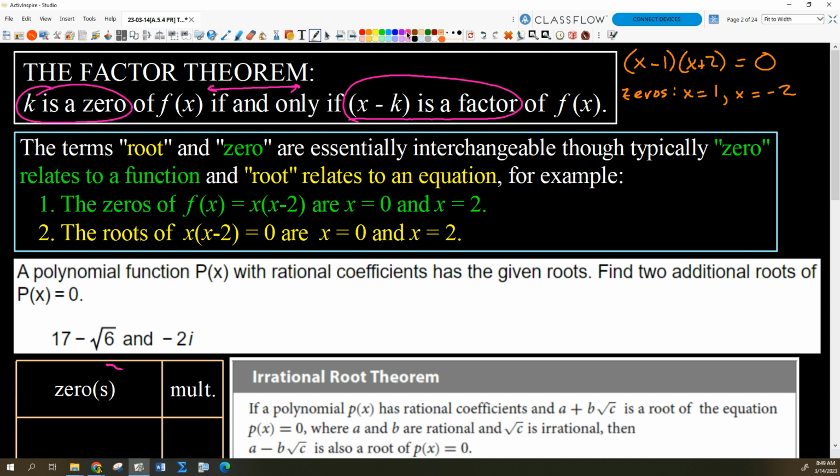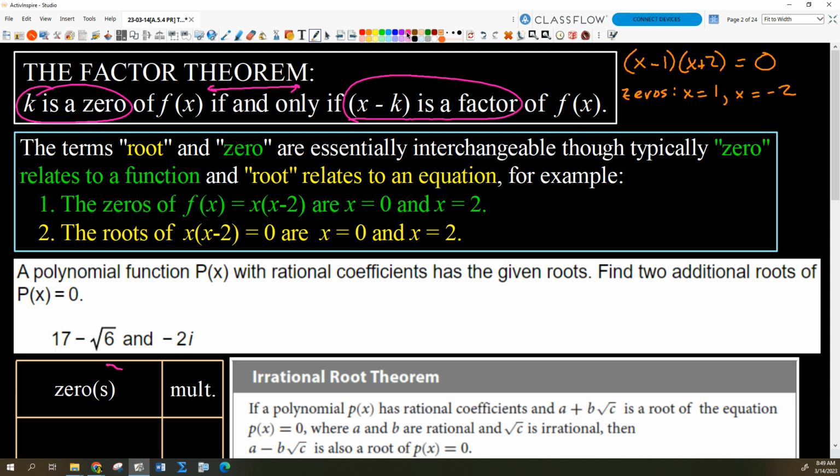Is it a big deal if you mix those up? Not at all. But we would say, for example, that if we have the function f of x equals x times the quantity x minus 2, then zeros of that function are 0 and 2, okay? Now, if we have the equation x times x minus 2 equals 0, so we're actually setting the function equal to 0 and forming an equation, then we would say that 0 and 2 are roots of that equation. See what I'm saying?